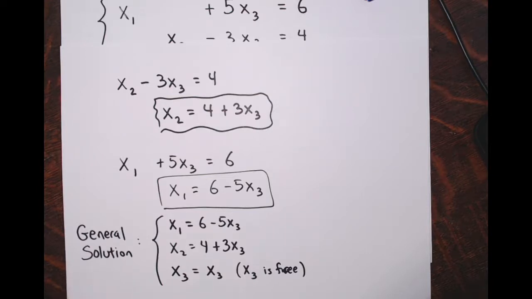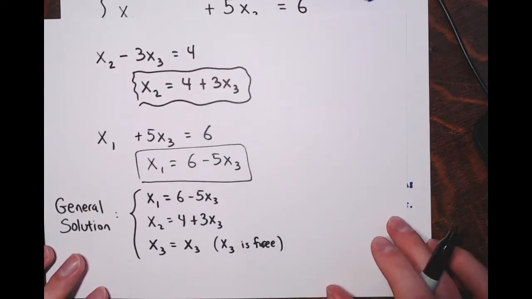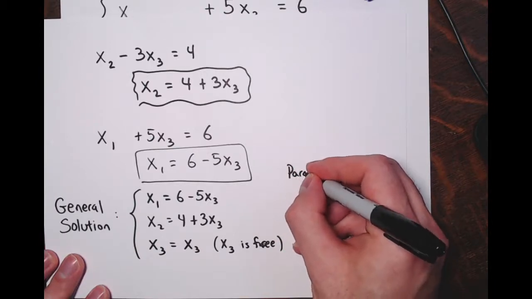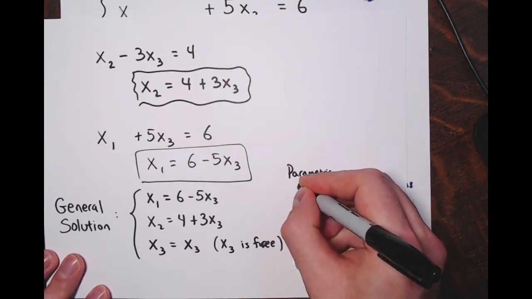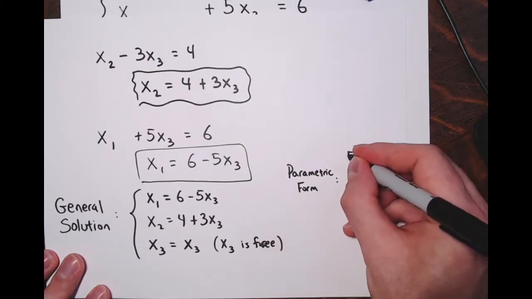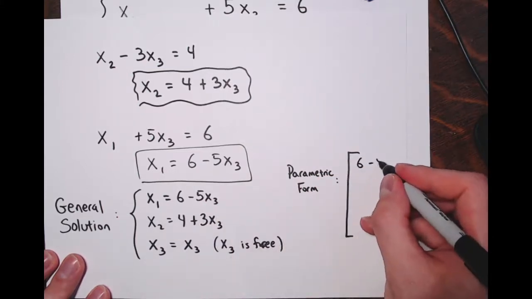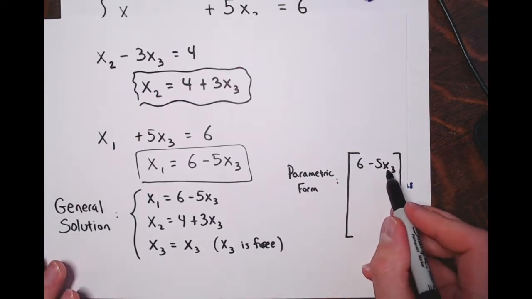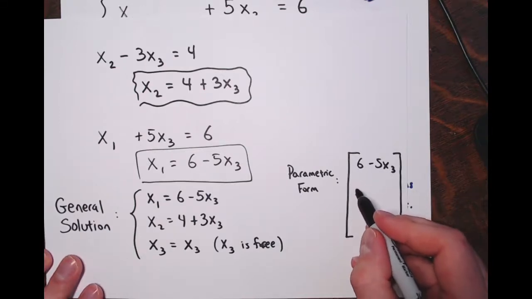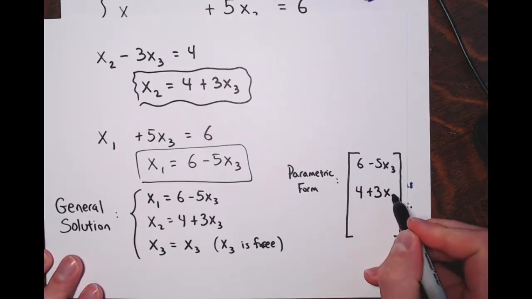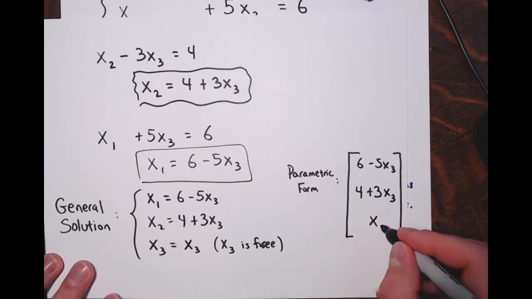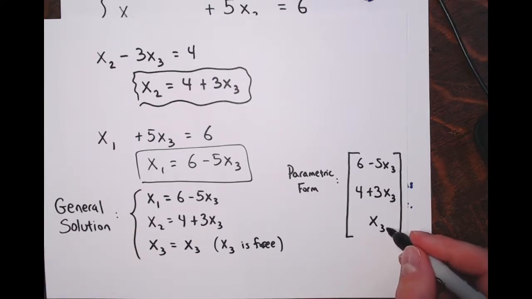Now this could also be written in what's called parametric form as a column matrix. Just put 6 minus 5x3 in the first spot, telling me what the value of the first variable, x1, is going to be. 4 plus 3x3 in the second spot, telling me what the value of x2 is going to be, and then just x3 in the third spot, what the value of x3 is. It's called a parametric form.